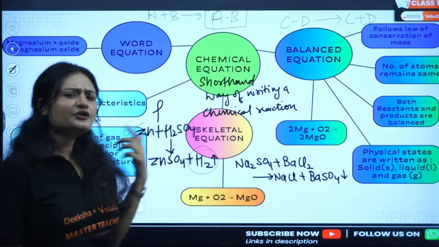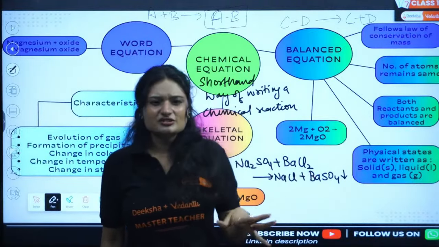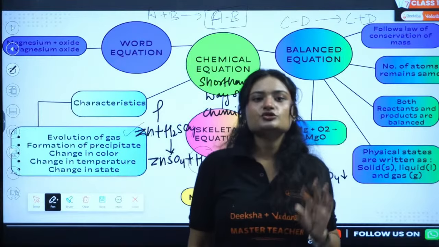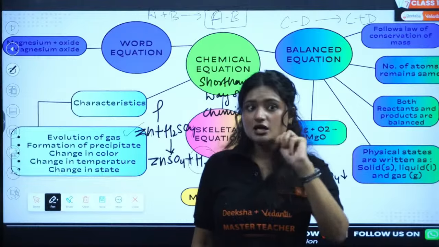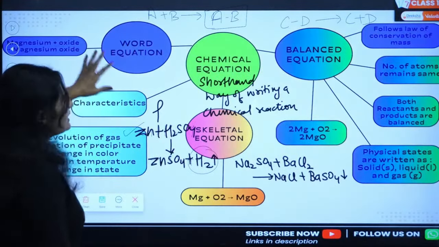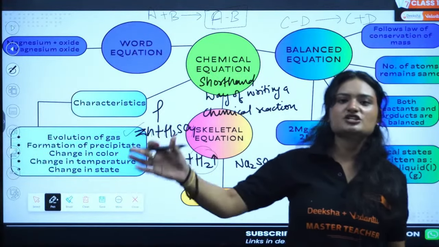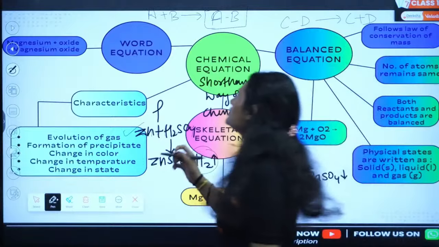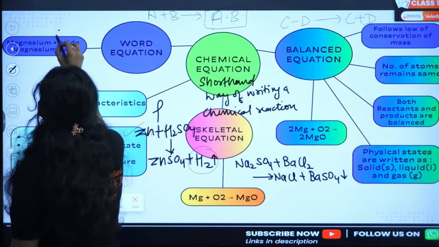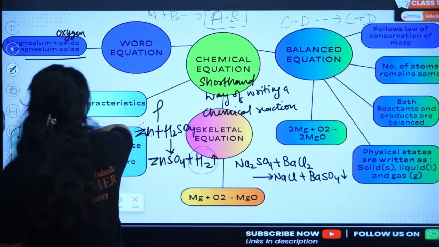Clear? Now, how do you write a chemical reaction? By using chemical equation, right? Now, in chemical equation also, you can write a reaction in 3 ways. What are those 3 ways? Yes, word equation. You can write using words. Whatever you are using, magnesium is there, oxygen is there, we are getting magnesium oxide. Magnesium is there, oxygen is there, combining and we are getting magnesium oxide.